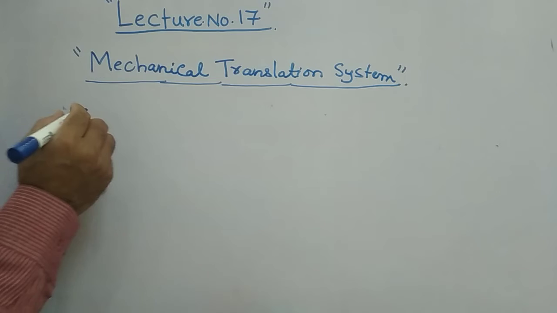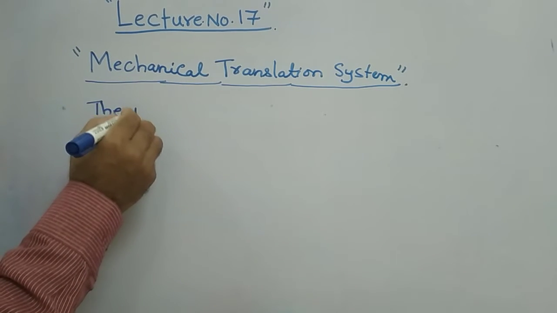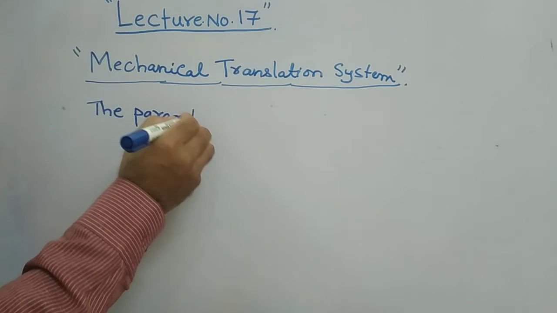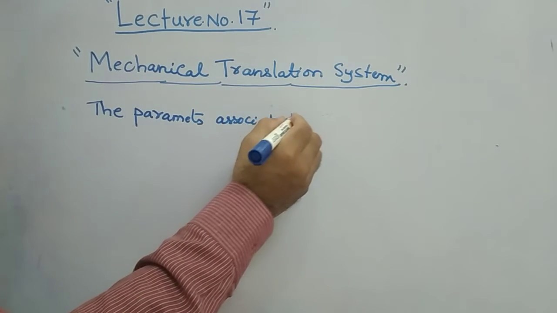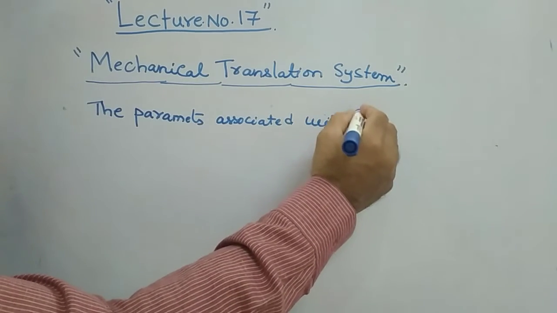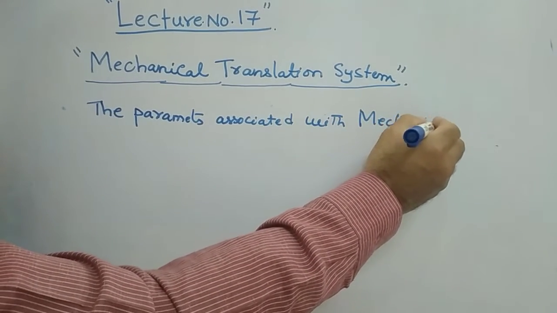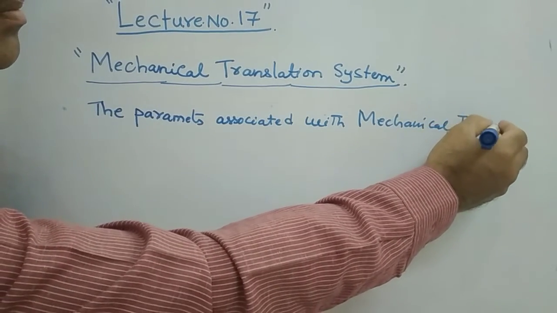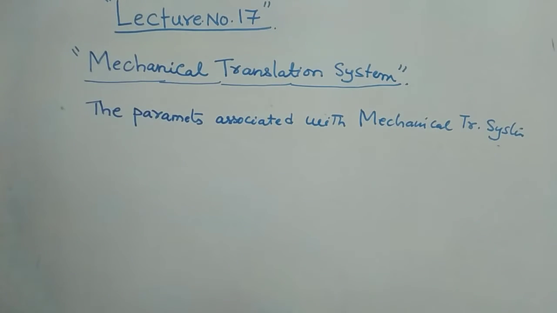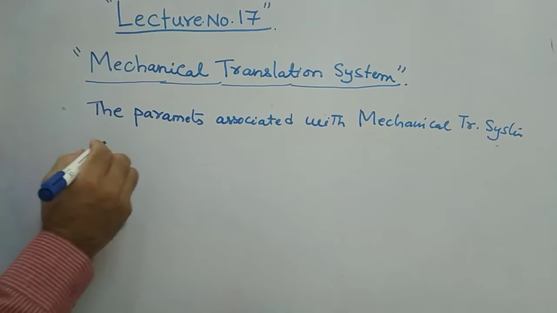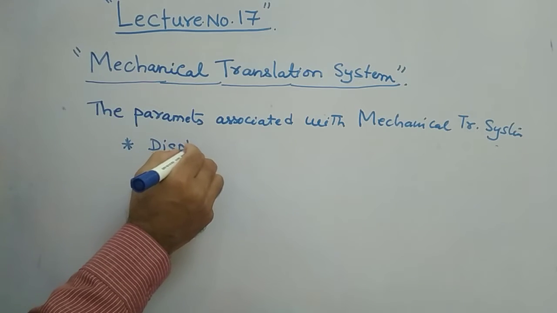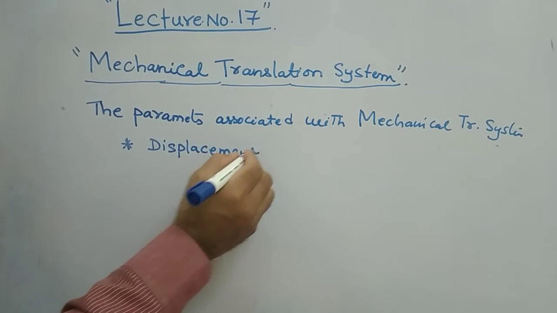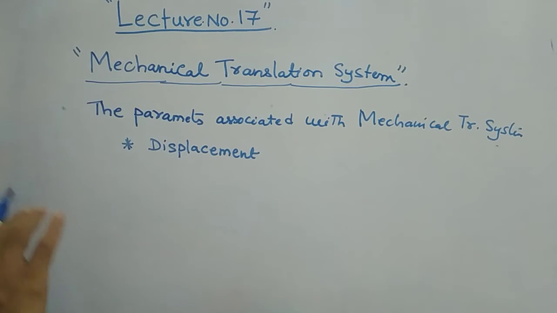So the parameters associated with the mechanical translational system. What are the parameters? Normally, these are the parameters. The first parameter is the displacement. While solving the problem, you will understand better actually. Right now, just listen, note down, and remember.